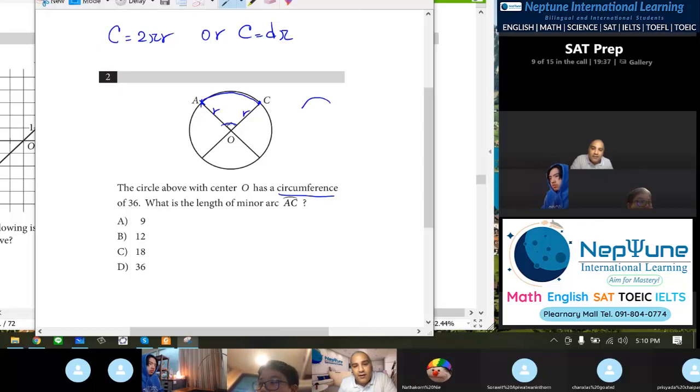Let's call it AC. And it's the minor arc, because if you go this way, then you have another arc. Usually we need another point to call it. Let's say D. Then you have ADC. That's the major arc. Minor arc, major arc. Well, we want the length of the minor arc.